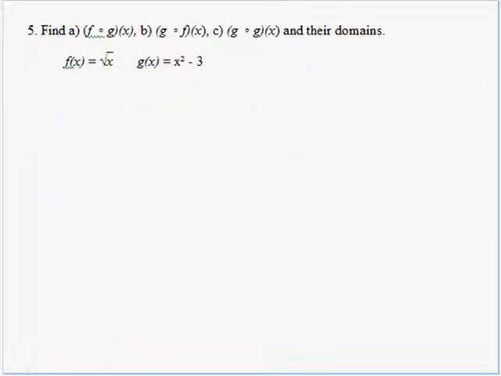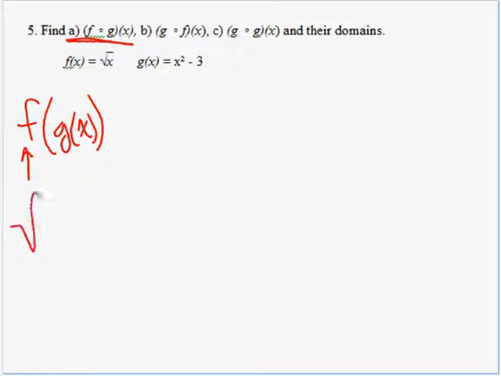On to number 5. This is the function composition. For part A, we're going to compose f of g of x. F of g of x. So the outer function is f. G is going to go into the f function. So I'm going to copy the f function without the x in it. The f function was the square root of something. The something that we are now square rooting is the other function, x squared minus 3.